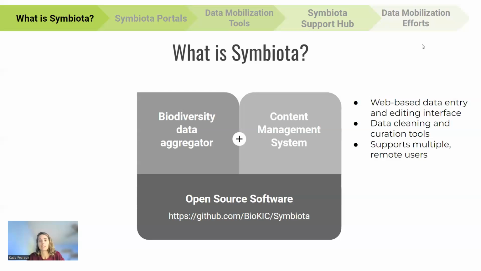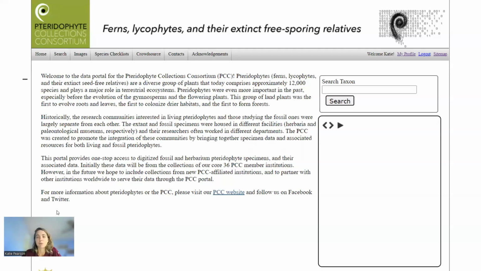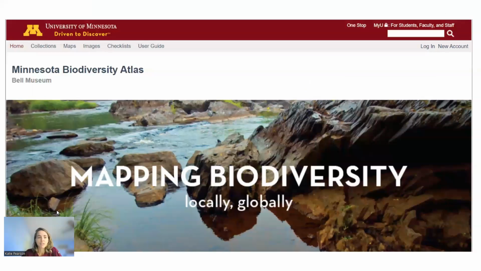So it's a pretty powerful system for mobilizing data from places as an aggregator, but also mobilizing data as it's being digitized. So there are quite a few Symbiota portals out there, I think over 45. There are taxonomic-based portals, there are geographic-based portals, and there are just a few examples provided here. This is the Pteridophyte Collections Consortium that was built as part of a thematic collections network funded by the National Science Foundation, and this contains pteridophyte data. And then this is the Minnesota Biodiversity Atlas, which is an institutionally themed portal.